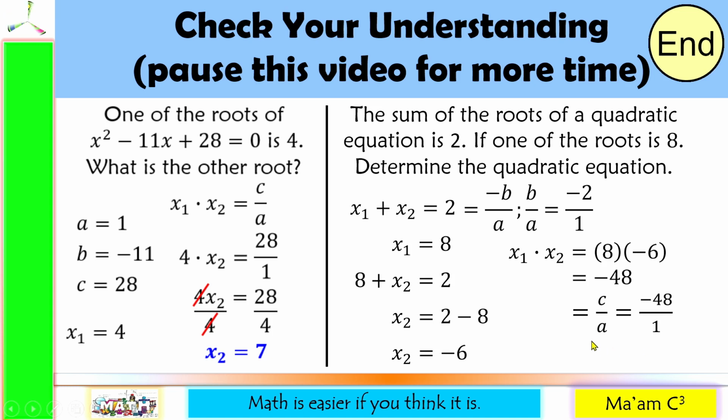I now have the value of A, the B, and the C. We're just going to add x squared for A and x for B and nothing for C. So the quadratic equation will be x squared minus 2x minus 48 is equal to 0.